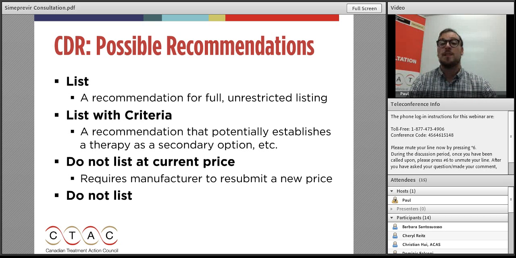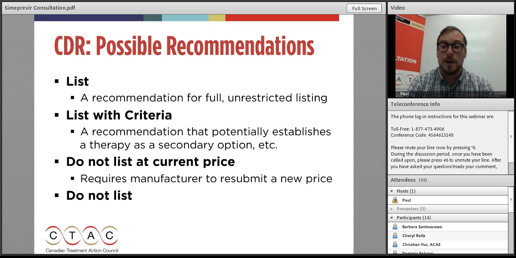The Common Drug Review suggested that Simeprevir, for example, be made available for people with more advanced liver fibrosis and not less advanced liver fibrosis, so that public plans, not all decided to take this up, but that the public plans consider only making it available for people with a fibrosis score of F2 or higher. We'll talk about that in a little bit.